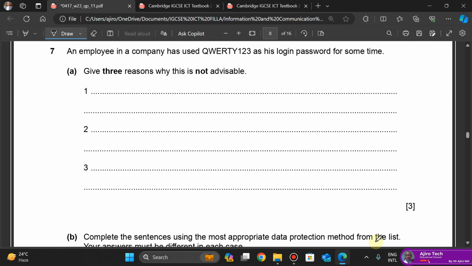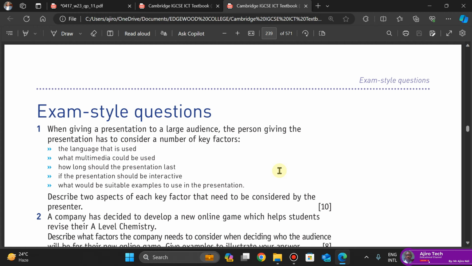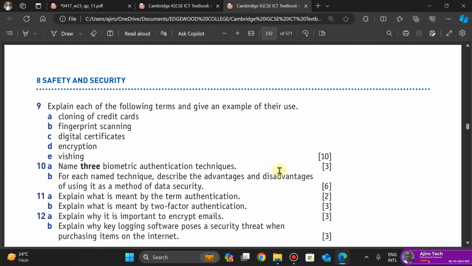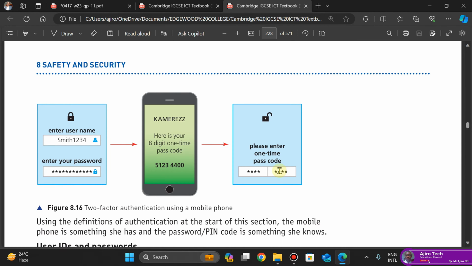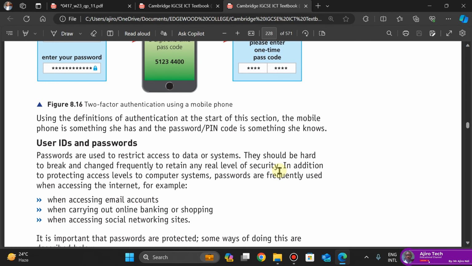Question 7. An employee in a company has used QWERTY123 as his login password for some time. Give 3 reasons why this is not advisable. Now, we are going to see this when it comes to passwords, strong passwords. We're going to see this in chapter 8 of the textbook. Let's look at it. I want to be sure. Chapter 8 of the textbook. Yes, IDs and passwords. Yes.